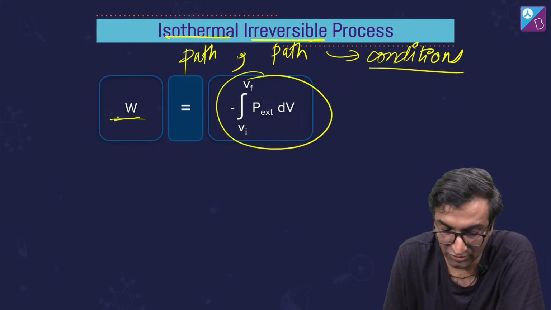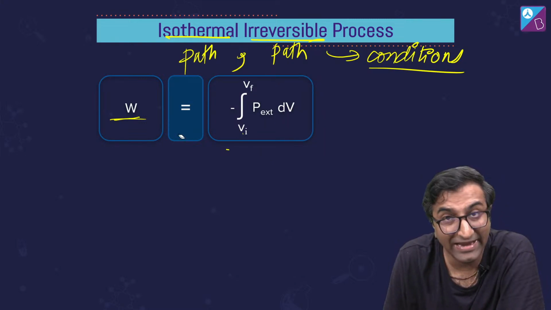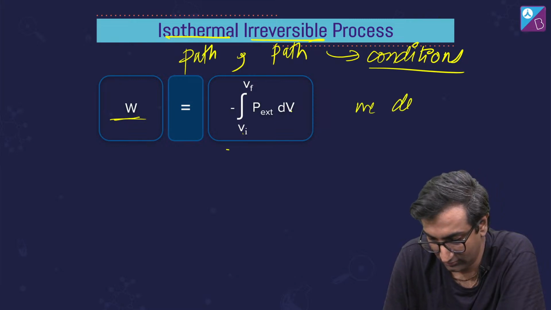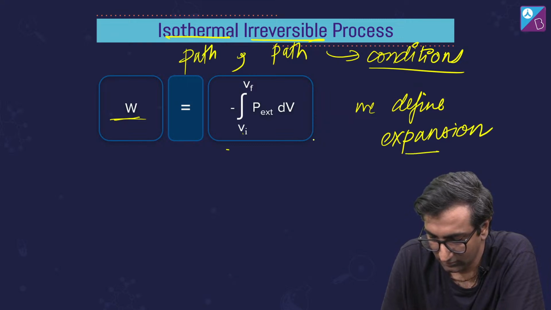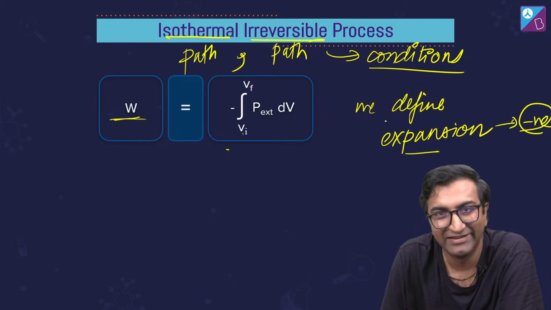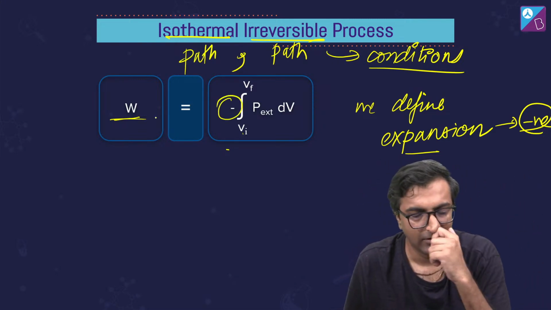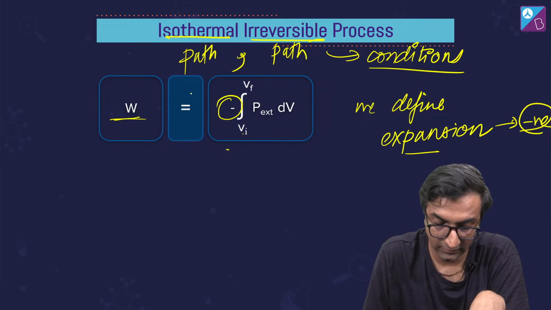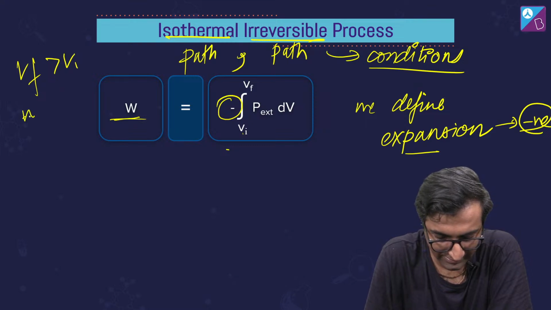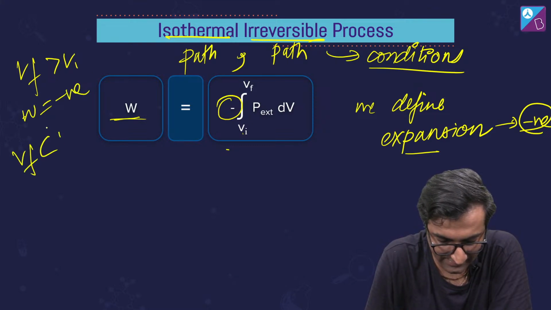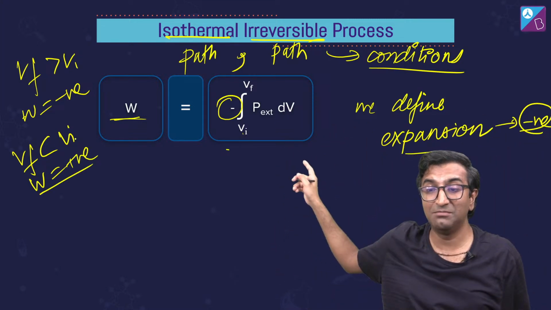So this is the standard definition of work: integral minus Vi to Vf P external dV. Why minus? Because we define expansion to be negative. ठीक है, this is why this is negative sign. हमने किया था ना, we did that, which means कि आप यहां पे अगर मैं expansion करूं, if Vf greater than Vi, then w is negative, and if Vf less than Vi, then w is positive. मतलब compression work is positive. That is the meaning of this.